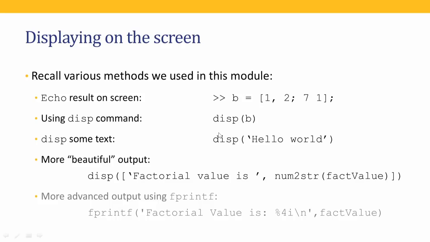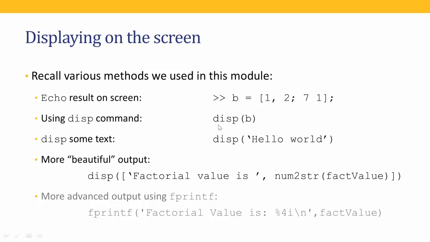So, let us now focus our attention on displaying on the screen, and these are the various examples that we have taken on how to display on the screen. The first one is when you give a command b equal to 1271 with a semicolon, there will not be any echo, but if you do not give this trailing semicolon, this particular result will be displayed on the screen. This is what we have seen in lecture 1.1 as well as multiple times.